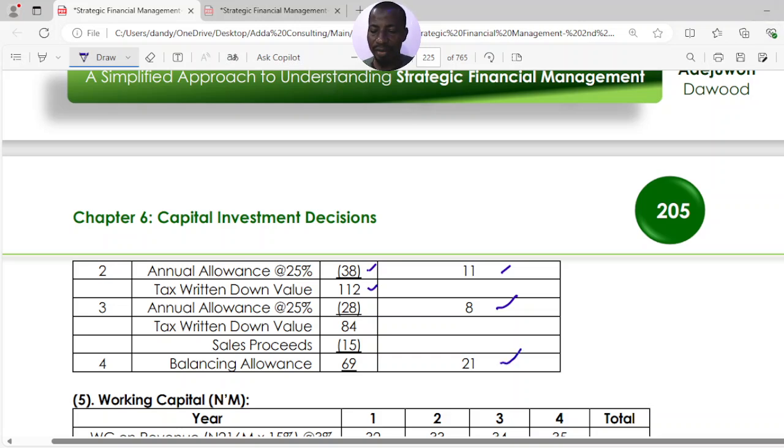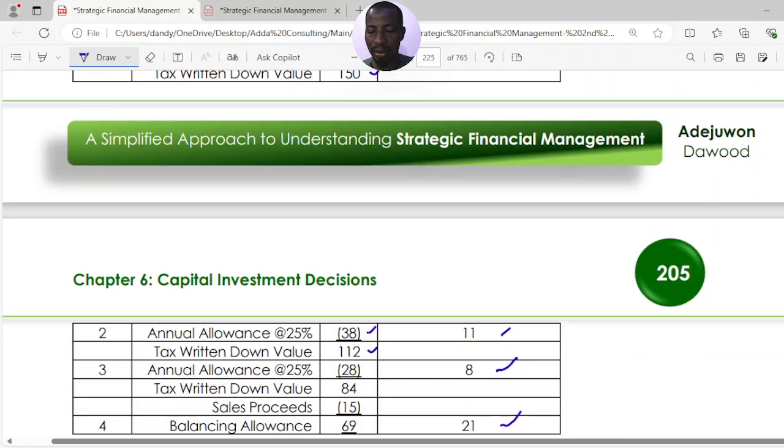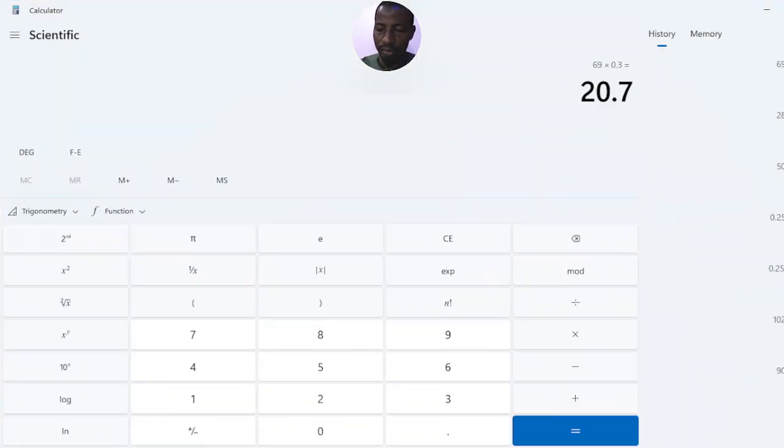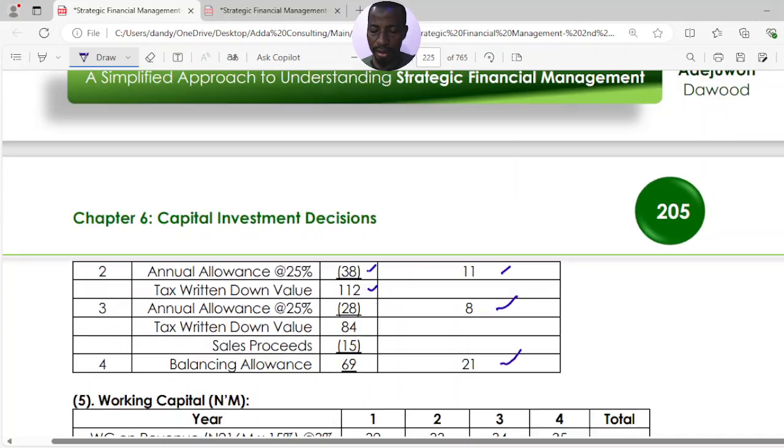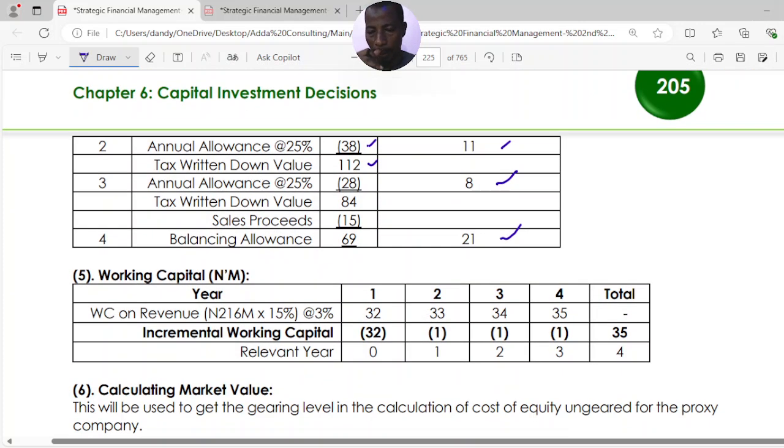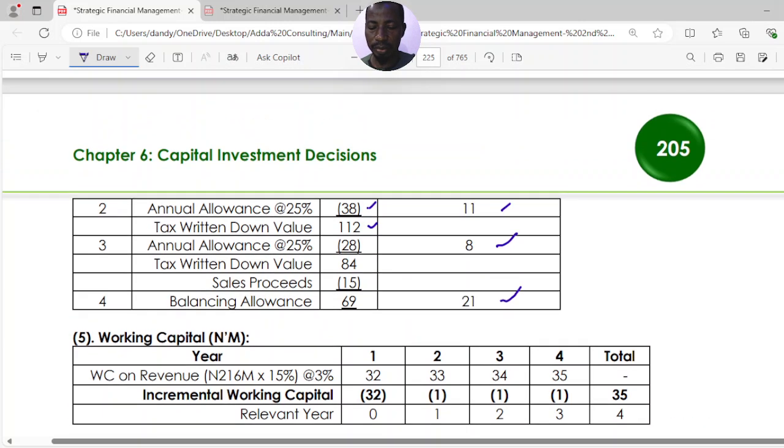So when you add up everything, if you want to confirm the total capital allowance claim, you can add up everything. Okay, let's do it this way. 15 plus 11, that's 26.